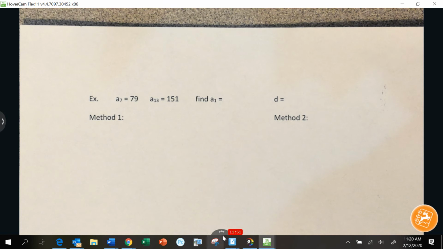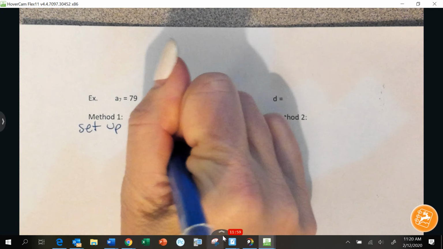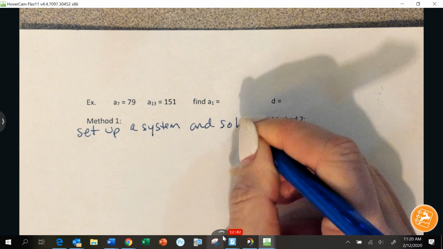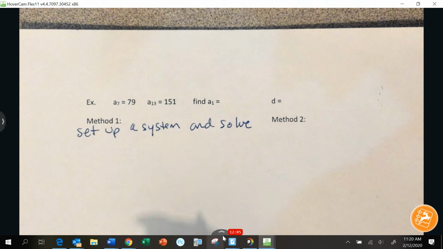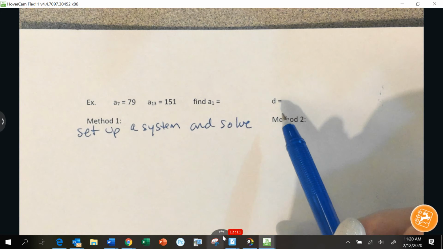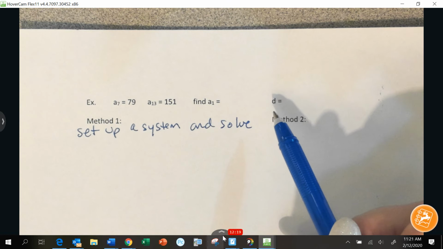So what we're going to do is set up a system of equations and solve. We have two things that we need to find, a sub 1 and d. We have two variables, so we need to have two equations.